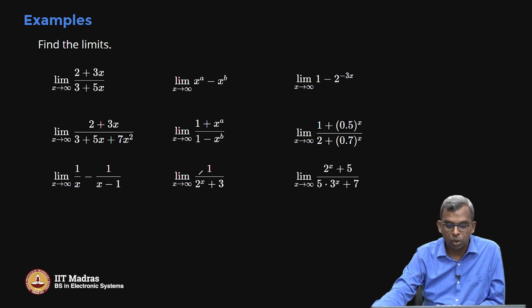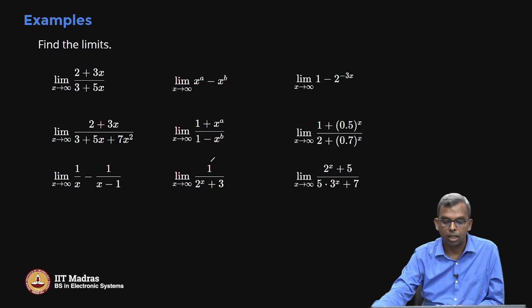This limit is also 0: 1 by 2 to the power x plus 3. You can divide throughout by 2 to the power x and you will get all terms less than 1 raised to the power x. So, this will go to 0.